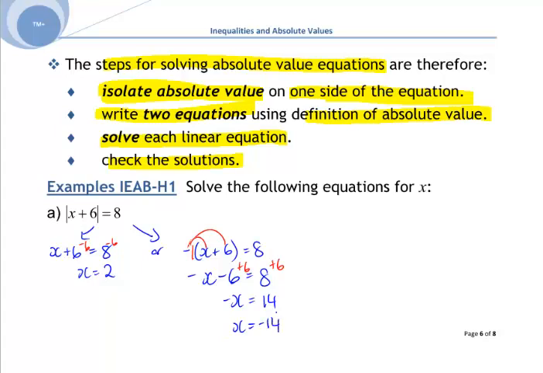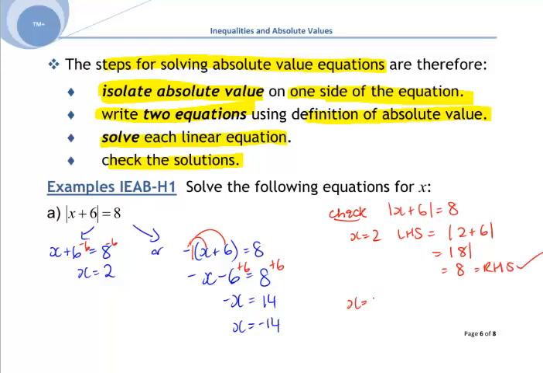And again, you can check your solutions. We started with the absolute value of x plus 6 equals 8. If x equals 2, my left hand side is the absolute value of 2 plus 6, which is the absolute value of 8, which is 8, which is my right hand side. So that's right. If x is negative 14, I have the absolute value of negative 14 plus 6, which is the absolute value of negative 8, which is 8, which is my right hand side. So that's correct. So I know my solution's correct.